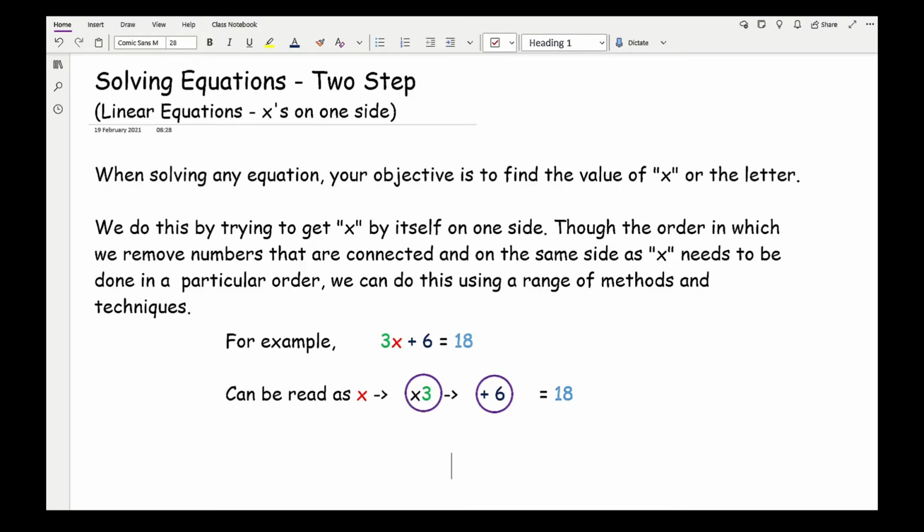So the first one is looking at how an equation is built. Imagine that you're always starting with x, or a number that you don't know. So for example, if we had 3x plus 6 equals 18, you can read this as: I'm thinking of a number, which is x, I multiply it by 3, I add 6, and the answer is 18. Now for these solving equations, we've been given the answer, which is 18, and we need to work out what part of the question is x.